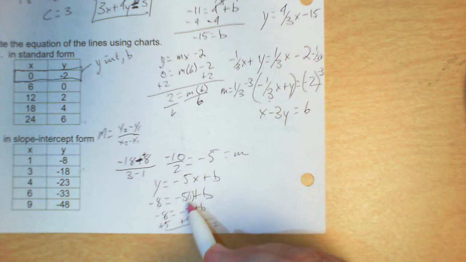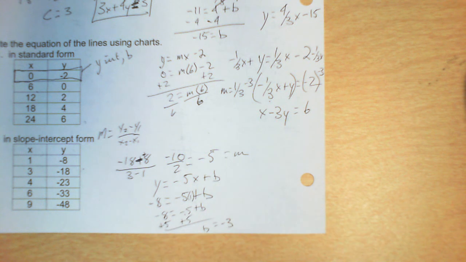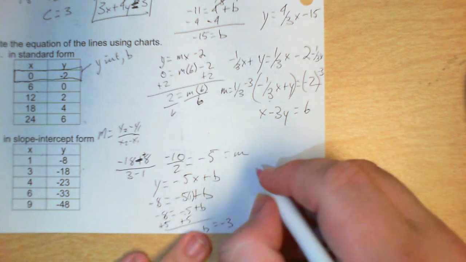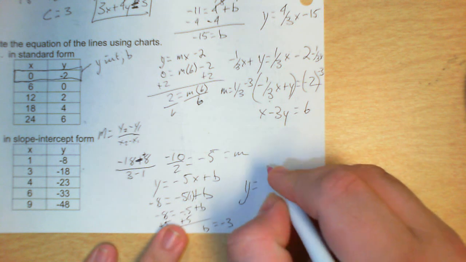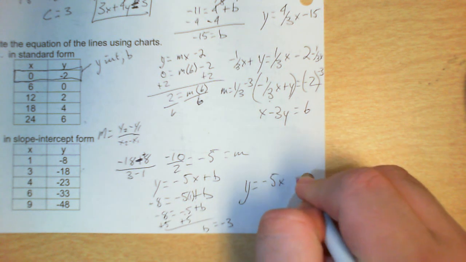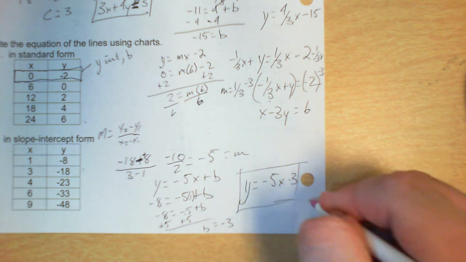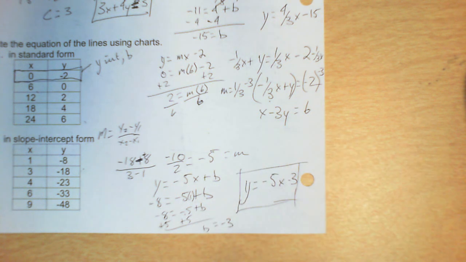So in which case, I'm going to have minus 5 from both sides, and I'm going to have b equals negative 3. Right? So my equation is going to be y equals negative 5x minus 3. And I'm done. Okay?